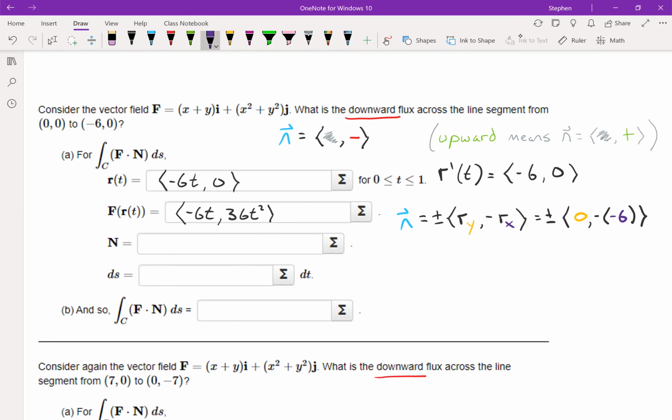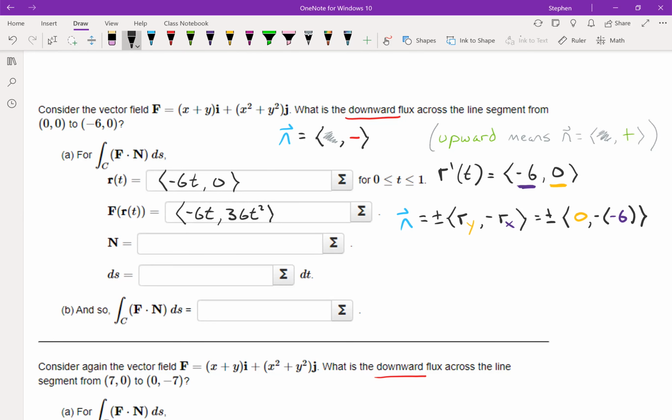So I'm getting the y value from that -6 that's in r prime, and I'm getting the x value from this 0 that's in r prime. Because again, the x derivative and the y derivative switch positions if I'm getting a normal vector. Meaning I have the vector plus or minus (0, 6).